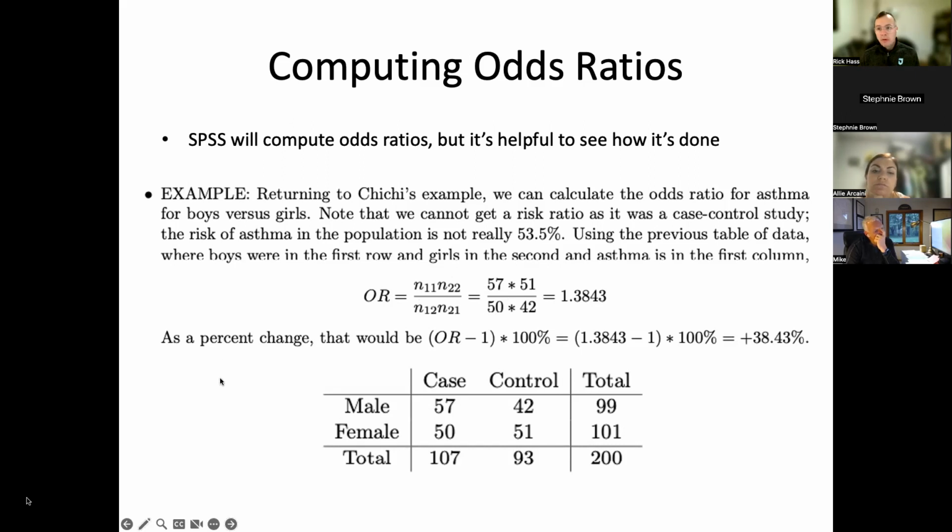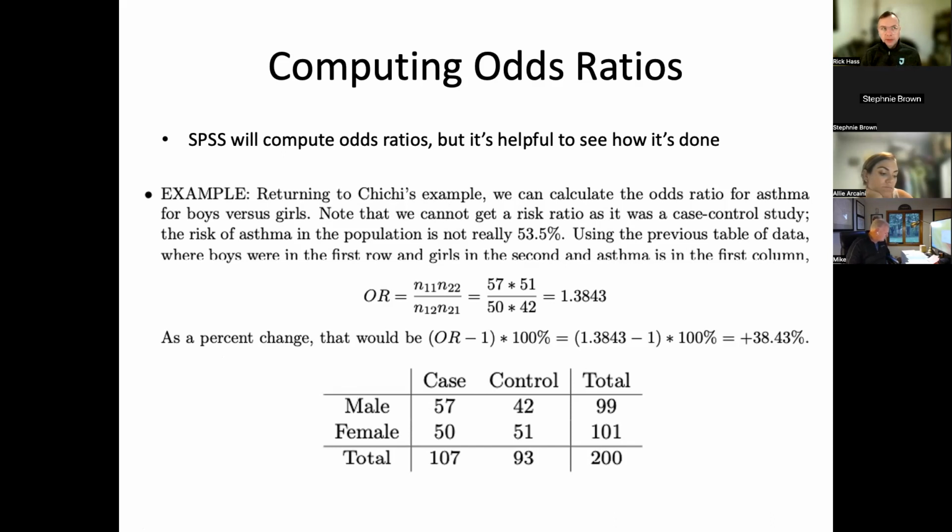On the next page, we'll see what happens if we want to do it the other way. Okay? So again, it turns out that Chi-Chi's study was a case control study, so we can't use a risk ratio. And anyway, most people use odds ratios and they're easy to communicate. So using the table of previous data, let's compute the odds ratio.